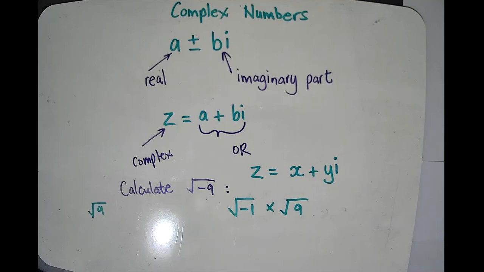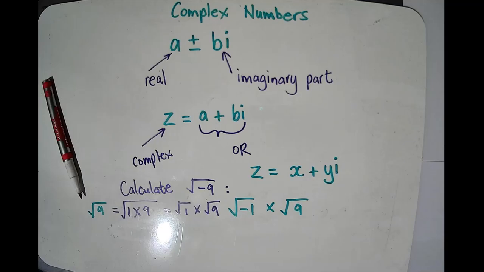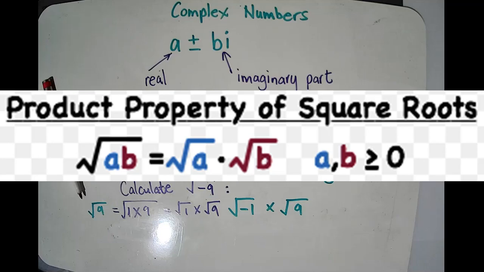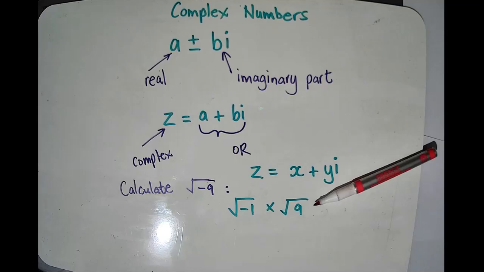Consider this: square root of 9. Square root of 9 is equal to the square root of 1 times 9. We can break that up into the square root of 1 times the square root of 9. You need to understand the exponent laws: the square root of AB is equal to root A times root B. Let's get back to the question.